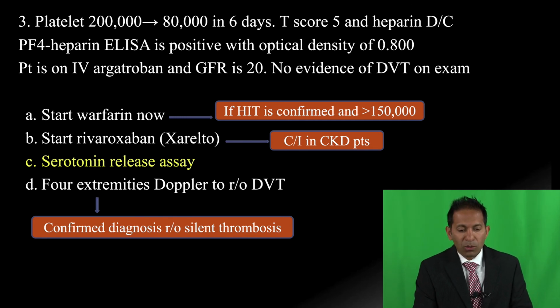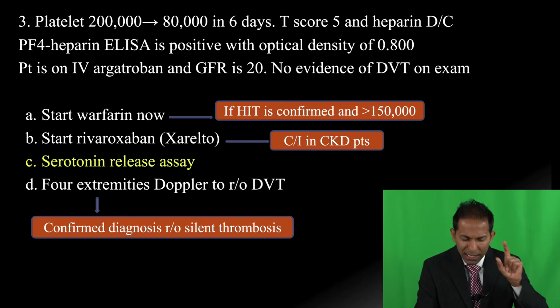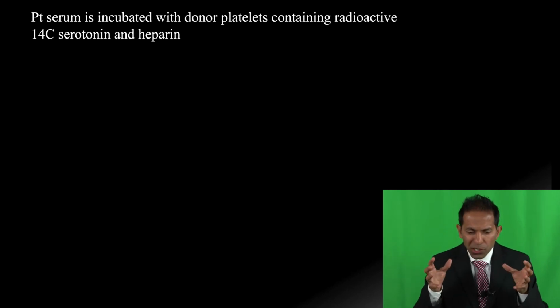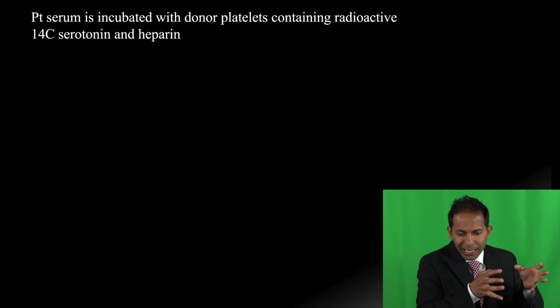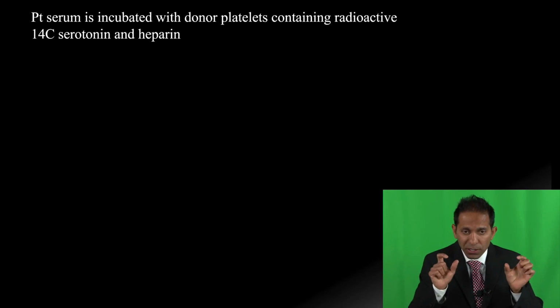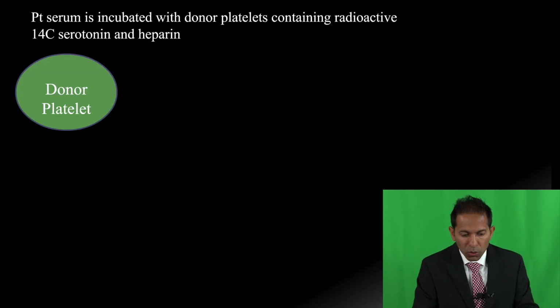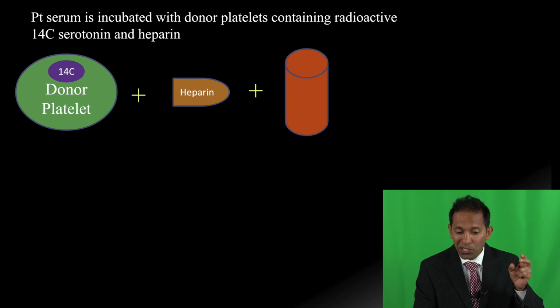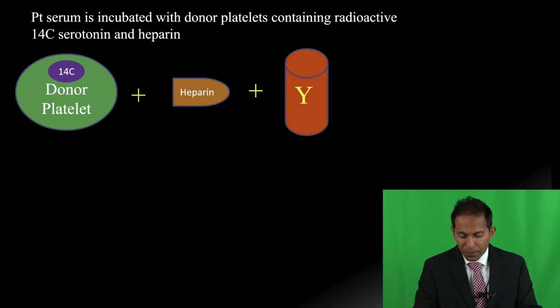So let's talk about why did we order option C? Why did we order serotonin release assay? So let's discuss the concept behind that. What we do, we take patient serum, we incubate with donor platelets, which contain radioactive 14 carbon attached to serotonin. So first we take donor platelets, which are normal platelets. It has serotonin in it, and we radiolabel it. In the presence of heparin and patient serum, we combine them.